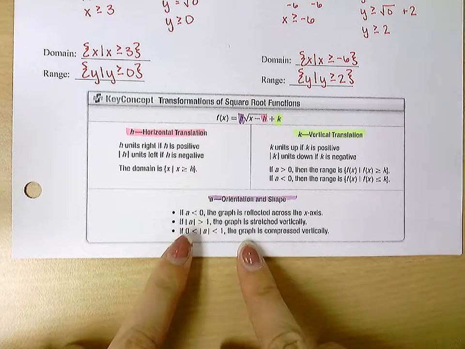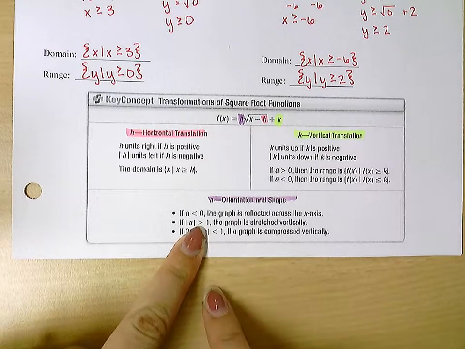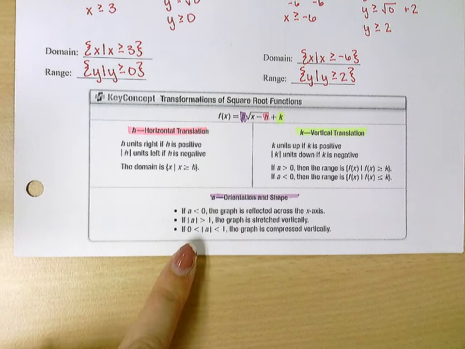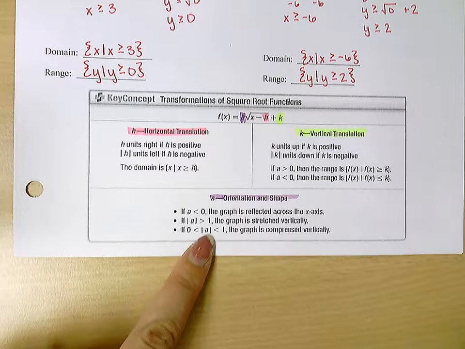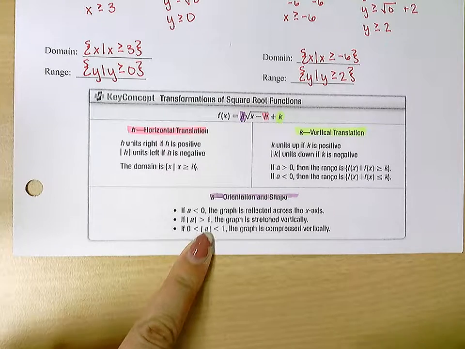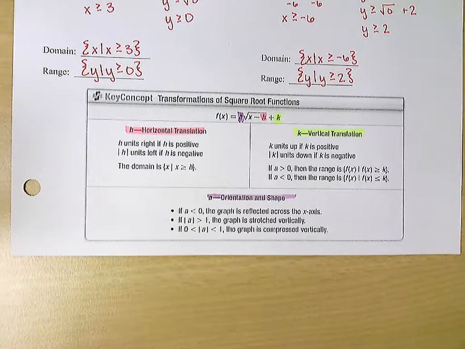Now if our a value is greater than 1, it's going to stretch it vertically. So it's going to actually go up and out more instead of more curved like normal. If a is a fraction, so between 0 and 1, or a decimal, it's going to compress. So it's going to get closer to that x-axis rather than further away from it. So those are what each of those values do.